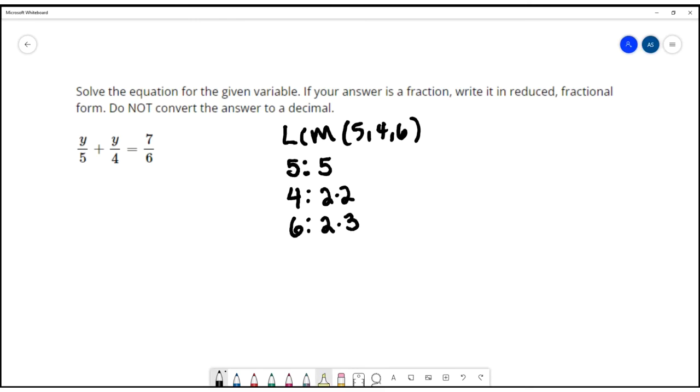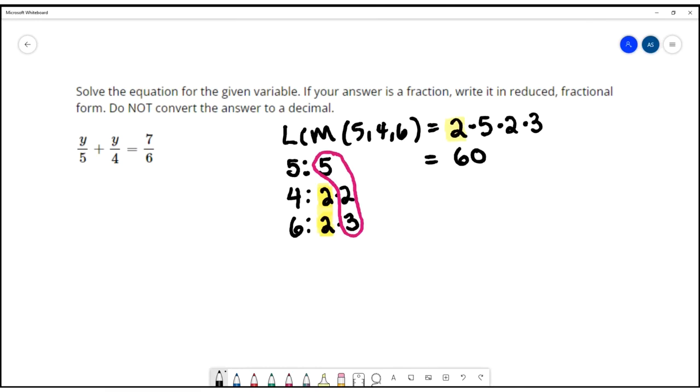Once you have the prime factorization, you're going to look for factors that are in common. I have a factor of 2 that's in common. Because it's in common, I don't need to repeat it. So for my least common multiple, I'm going to write down one common factor of 2. But I also need to have all of the other unique factors. So I'm going to also multiply by 5, multiply by another 2, multiply by 3. This gives us a least common multiple of 60.